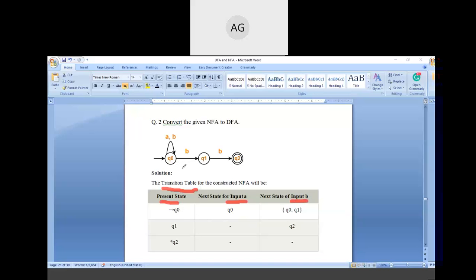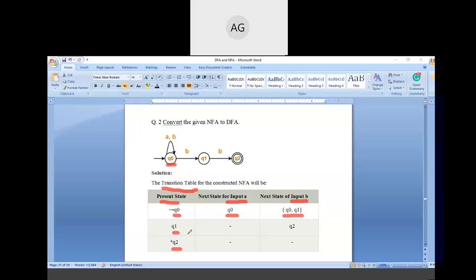First we have three states: q0, q1 and q2. As you can see, q0 is the initial state and q2 is the final state. We can fill the entries in the transition table corresponding to the input. On getting input A on q0, we stay at q0. On getting input B on q0, we can either stay at q0 or move to state q1, so we write the states q0 and q1.